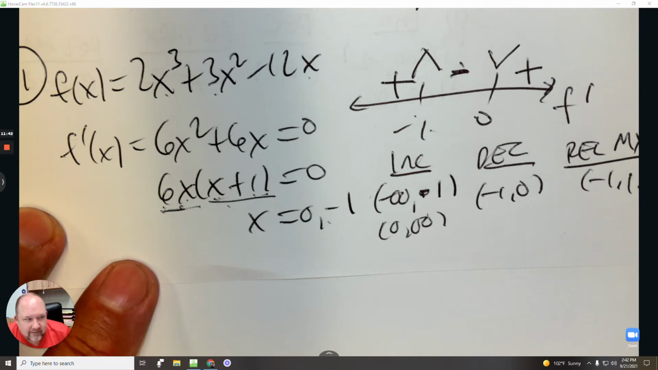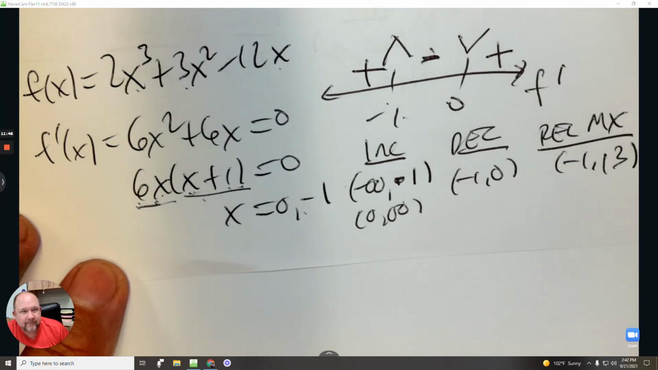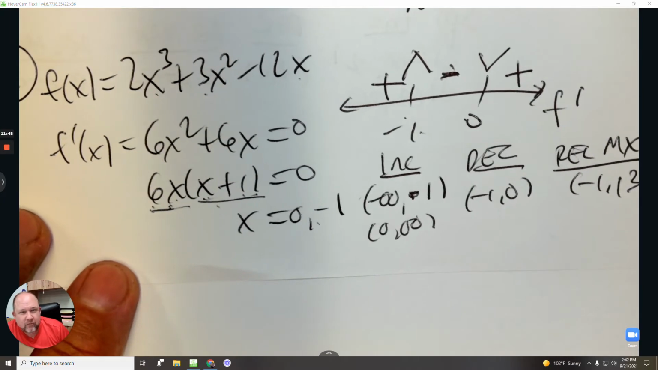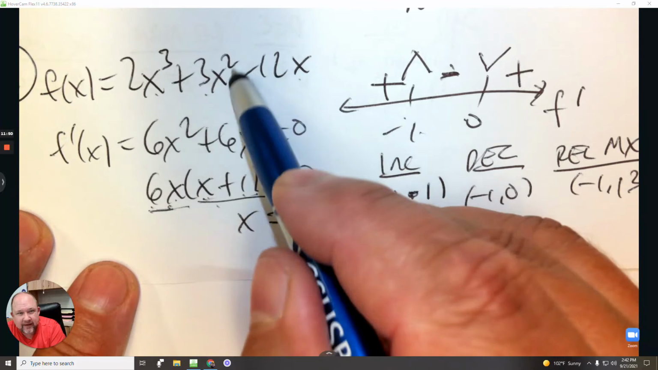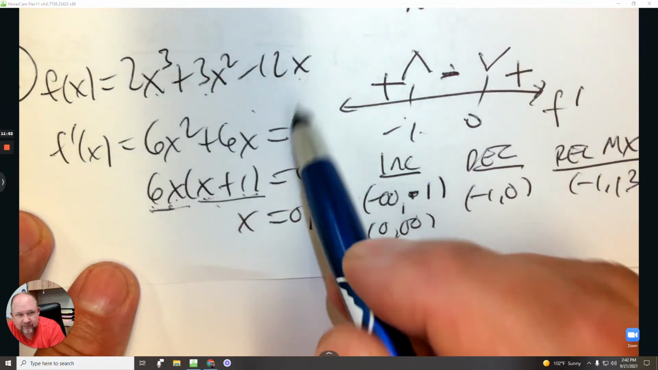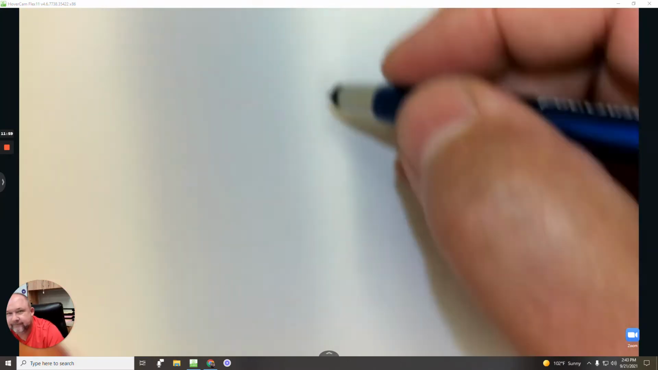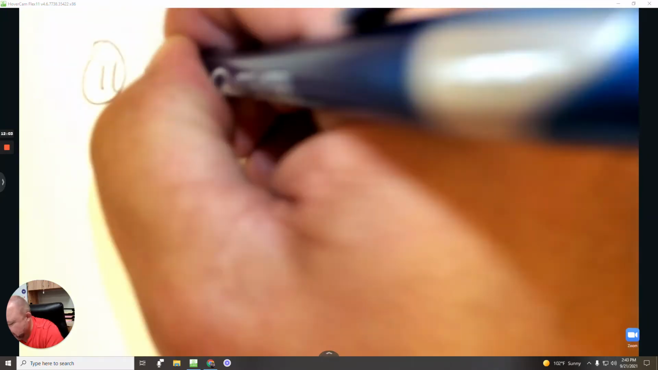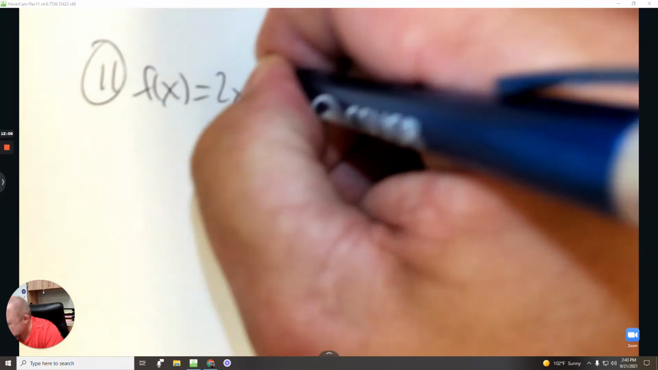Oh, you know what? Darn it. So I didn't take the derivative correct because -12x would have been -12. I'm going to do it again and do it right. I'm sorry. I have the answer key up too. I should look at it more often to make sure I'm not making a mistake.